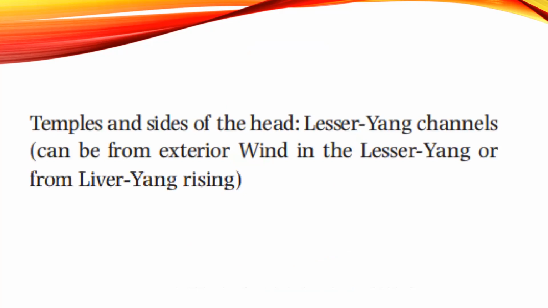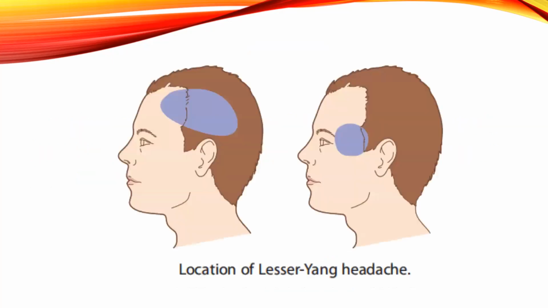Temples and side of head. Lesser yang channels can be from exterior wind in the lesser yang or from liver yang rising. So this is the location of lesser yang headache, at the temples and the upper side of the head.